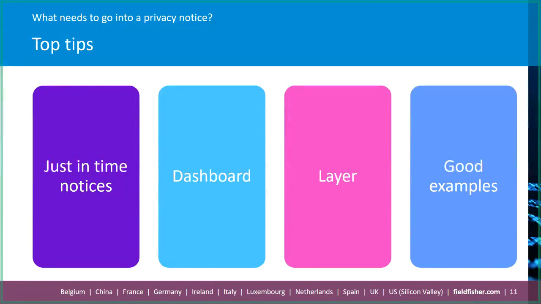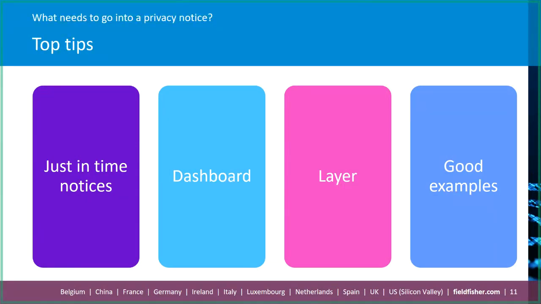And talking of layers, layers are useful because not everybody wants to delve into the full detail of a privacy notice. I confess that sometimes I don't want to. So it's nice to have a very brief, succinct layer, for example, as the top layer. And then if you really want to read the detail, you can drill down into it and read it.